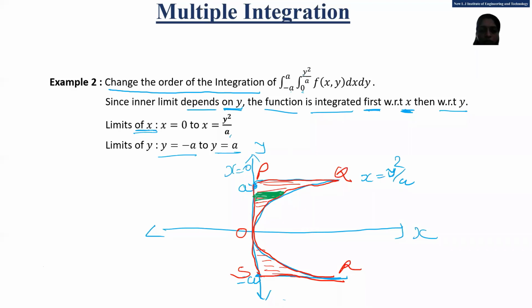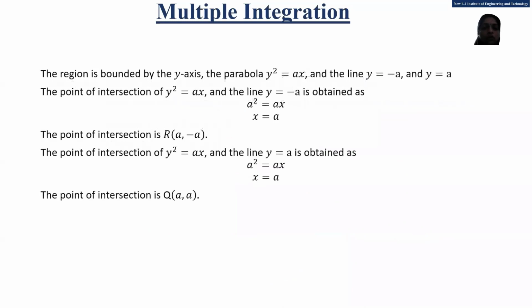Now, with this data, we want to find the point of intersection. For the point of intersection, you may check. See, this is the lower part. Lower part is what? x equal to 0, right? Your upper part is on this curve, x equal to y square by a. The lowest point for the y-axis is minus a, and the upper point is a. Now, for the point of intersection, the region is bounded by the y-axis, the parabola y square is equal to ax, y equal to minus a, and y equal to a, right?